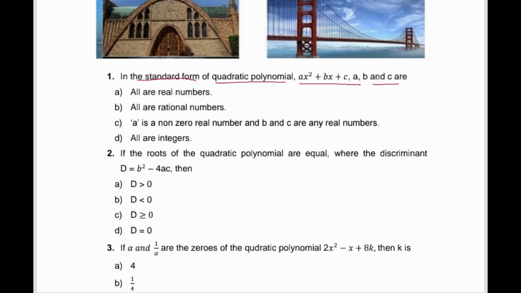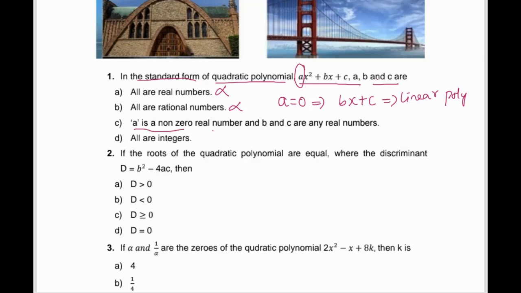We can see here, all are real numbers. It cannot be only real numbers. All are rational numbers? No, it's not possible to be rational numbers. A is a non-zero real number. A is a non-zero real number means A should not be equal to 0. If A becomes 0, the equation changes to bx plus c, which is a linear polynomial. So the condition is a should not be equal to 0.